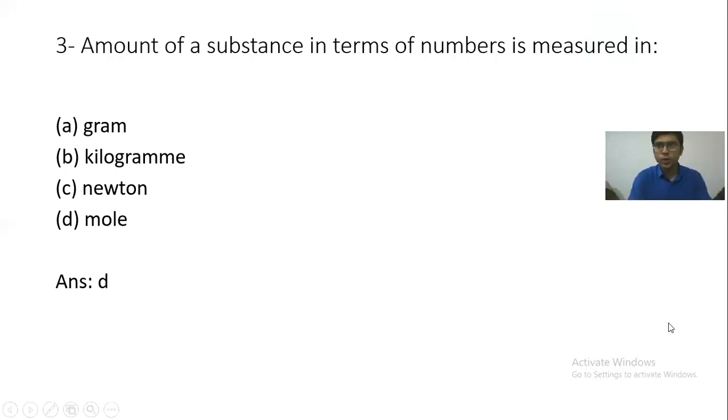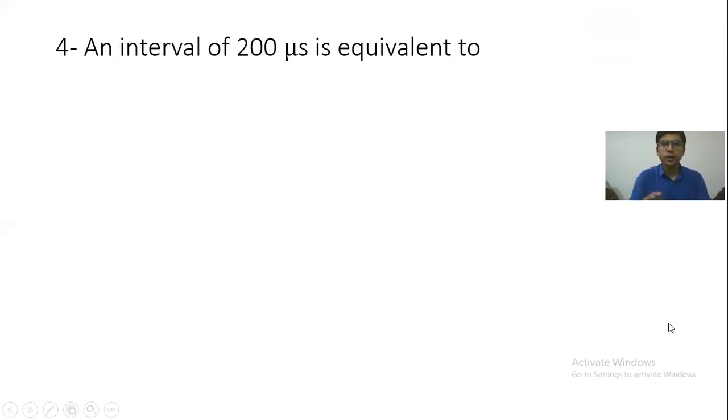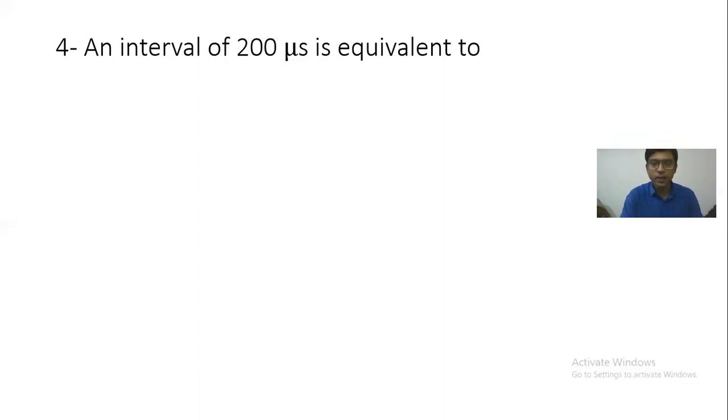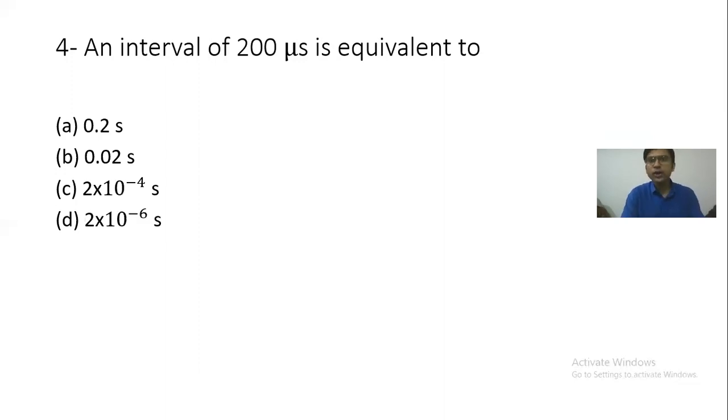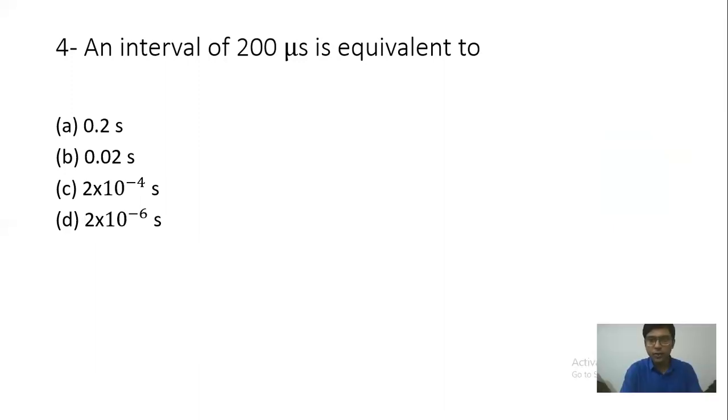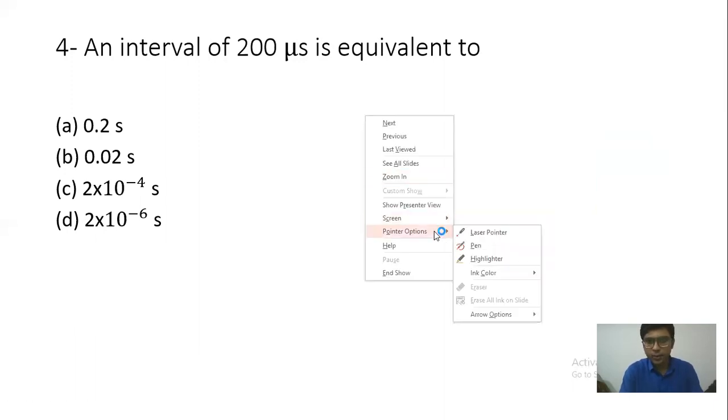Now let's move on to another MCQ. They have asked that an interval of 200 microsecond is equal to what. The options are 0.2 seconds, 0.02 seconds, 2 exponent minus 4 seconds, or 2 exponent minus 6 seconds. In this MCQ, you have to solve it. Let me show you how, using a pointer.